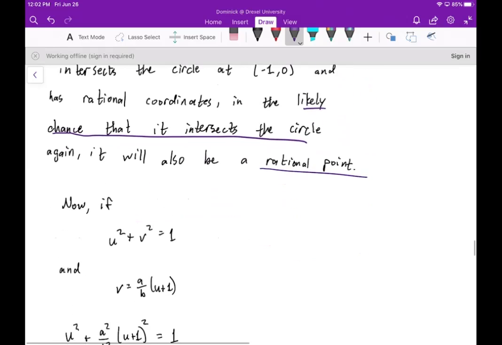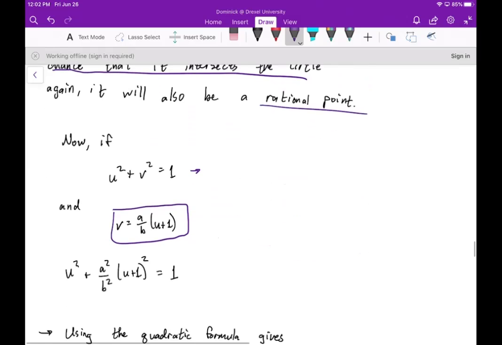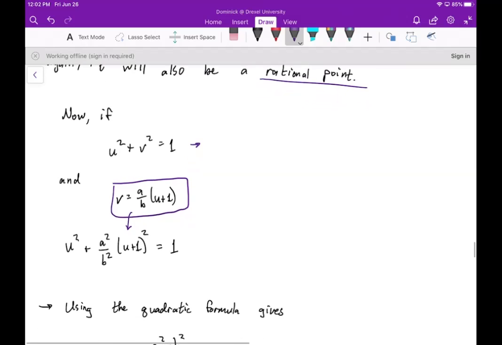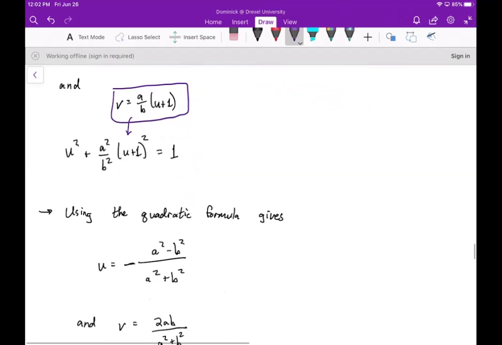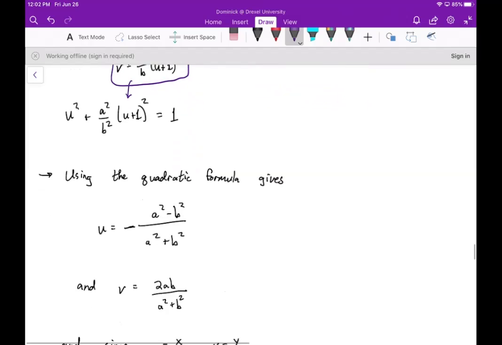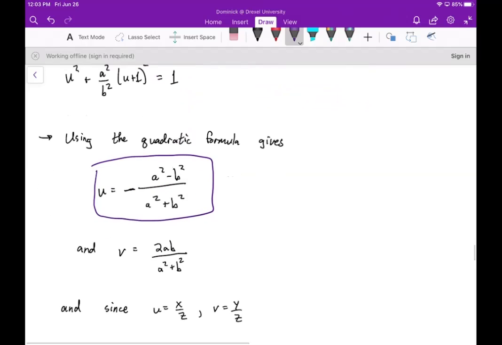Okay. Now, if u squared plus v squared is equal to 1, and we know this relationship between u and v, then we can plug this in for v, and we get u squared plus a squared over b squared times u plus 1 squared is equal to 1. Now, if we use the quadratic formula, we'll find that u is equal to negative a squared minus b squared over a squared plus b squared. And v is equal to 2ab over a squared plus b squared.